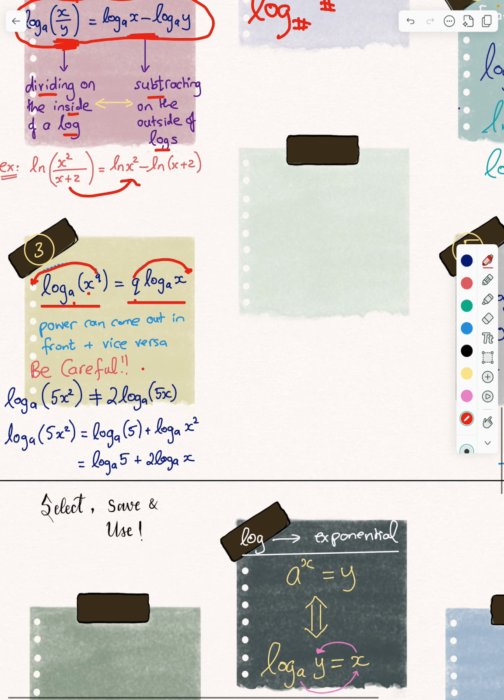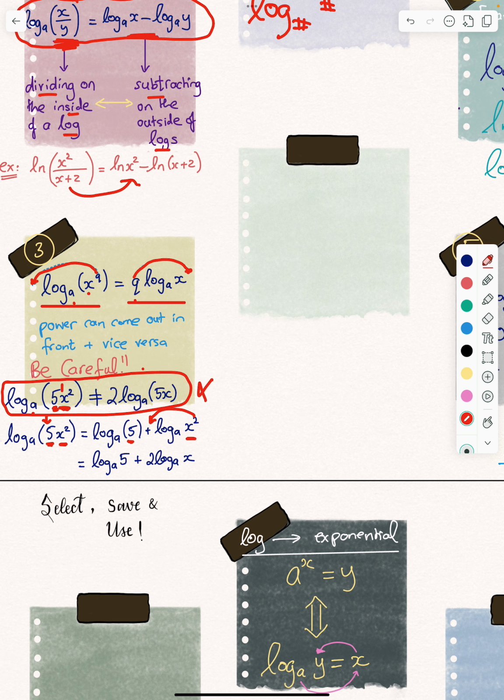This is a very important little note here. This is not equal to this. So see log base a, 5 times x squared. You can't take that 2 out in front because the 5 is not raised to the power of 2. It's 5 to the power of 1 times x to the power of 2. So how you deal with that is break it apart with the addition rule. So that's log base a of 5 plus log base a of x squared. And then that 2 can come in front. So that's something to be very careful of. It has to be log base a of whatever you have inside the bracket to the power of q. Then the q can come out in front.